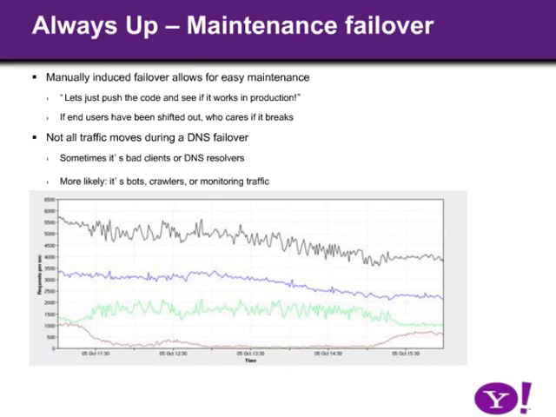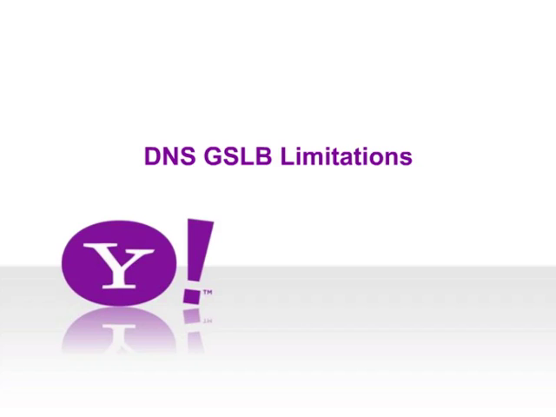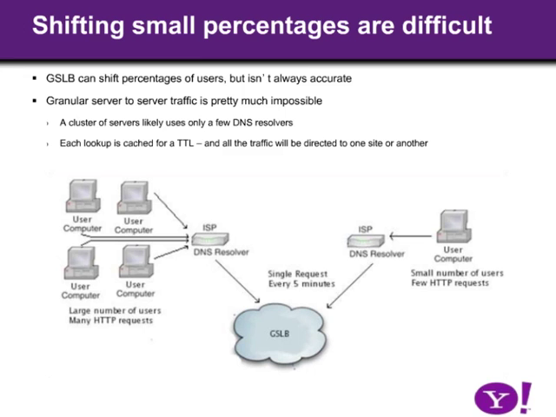Limitations. So we have our GSLB system to handle shifting traffic all around across all of our geographically diverse sites. And it is, in a lot of cases, the big hammer that everybody wants to use to turn all of our problems into a nail. And it is not perfect at doing everything. One of the big challenges with it is that shifting small percentages of traffic is difficult, if not impossible. GSLBs can definitely shift percentages of traffic and shift different chunks of it, but it's not anywhere near as accurate as doing it on a per-user basis.